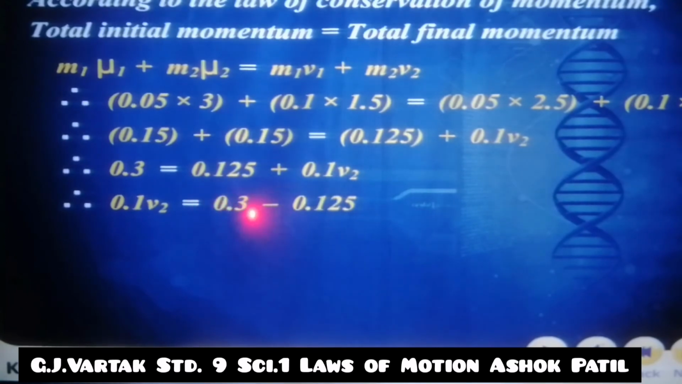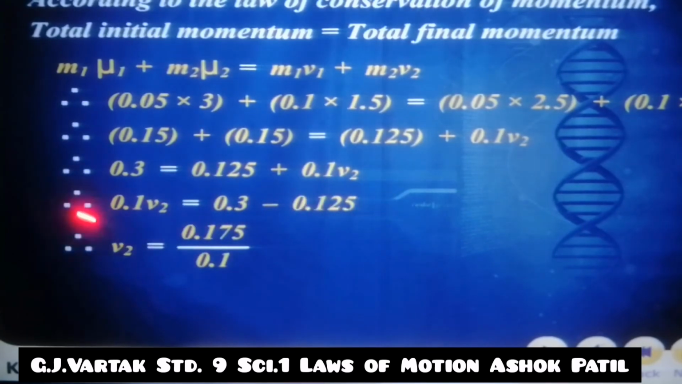After the point there is only one number here, so you can write 3. Here there are 3 digits, so you can also write 3 digits: write down 0.300 minus 0.125. Okay, 0.300 minus 0.125, and the subtraction is 0.175. Then v2 is equal to 0.175, the multiplication here comes to this side as division.